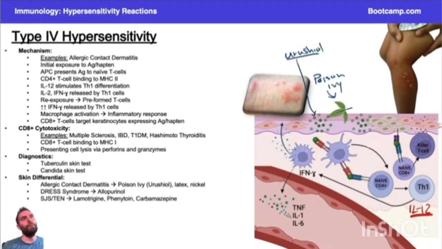Now, urushiol is actually a hapten. It is referred to as a hapten, and essentially what that means is it can bind to proteins and then have that protein with the hapten presented to these antigen presenting cells that we see here.